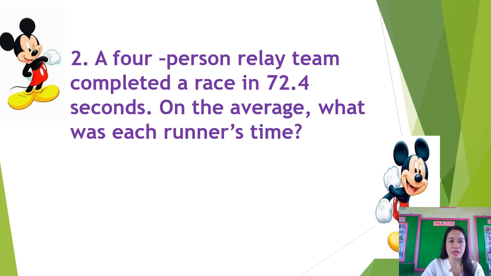Second activity, a 4-person relay team completed a race in 72.4 seconds. On the average, what was each runner's time? The answer is 18.1. Do we have the same answer? I know you get it right.